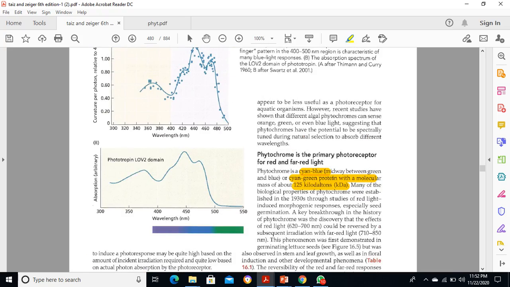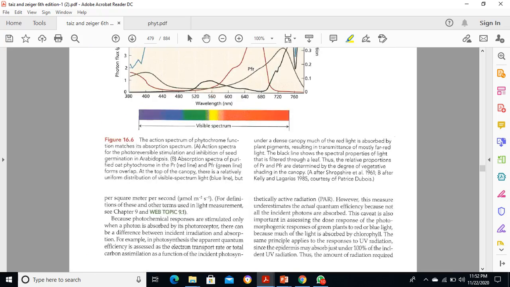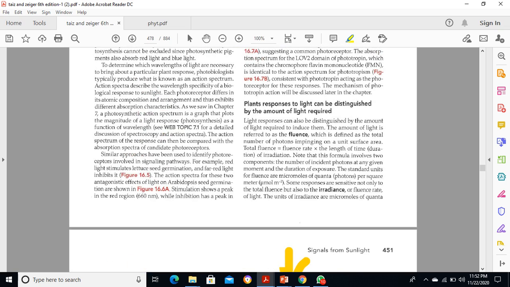Actually, what is this fluorescence and what is this irradiance? Listen, you will be confused. What is this fluorescence and what is this irradiance? So, fluorescence means the amount of light imprinting in a unit surface area. In a unit surface area, how much light is imprinted.